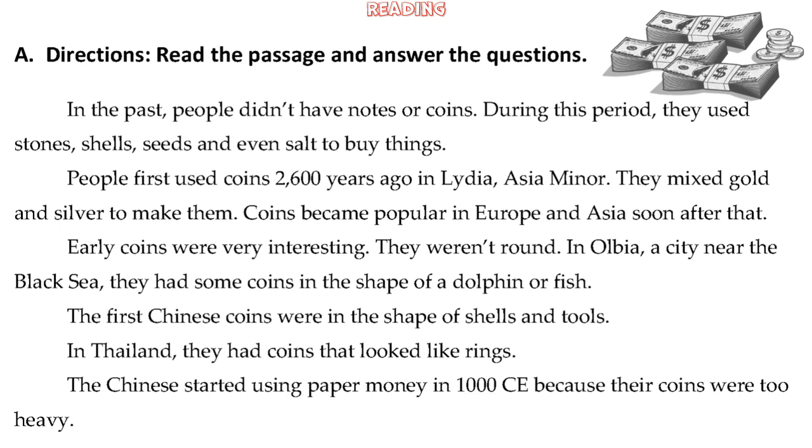Early coins were very interesting. They were not all round. In Olbia, a city near the Black Sea, they had some coins in the shape of a dolphin or fish. The first Chinese coins were in the shape of shells and tools. In Thailand, they had coins that looked like rings. The Chinese started using paper money in 1000 CE because their coins were too heavy. The coins were made out of gold and silver.